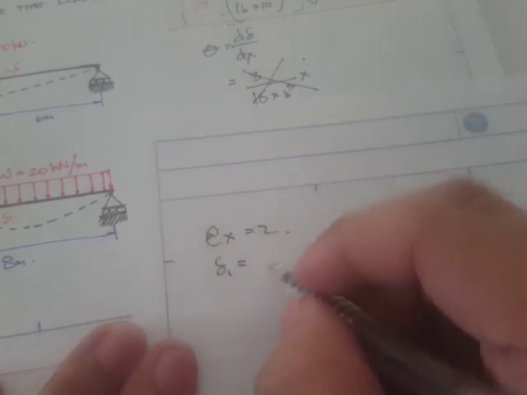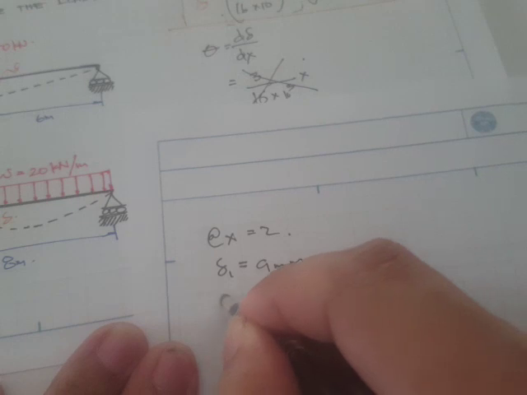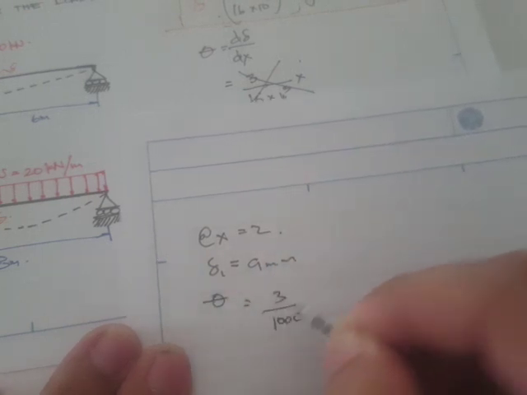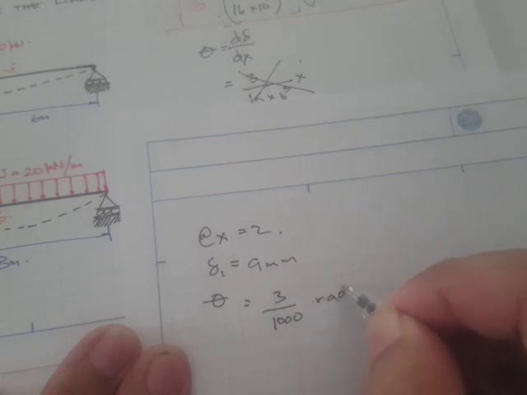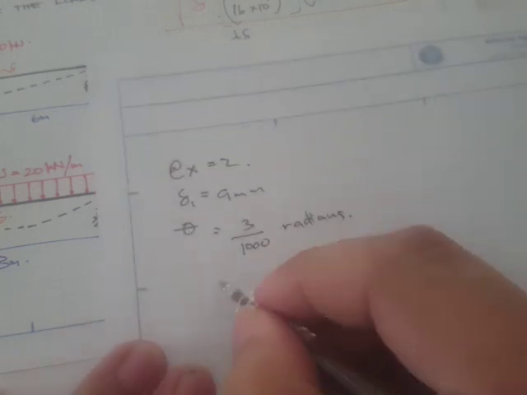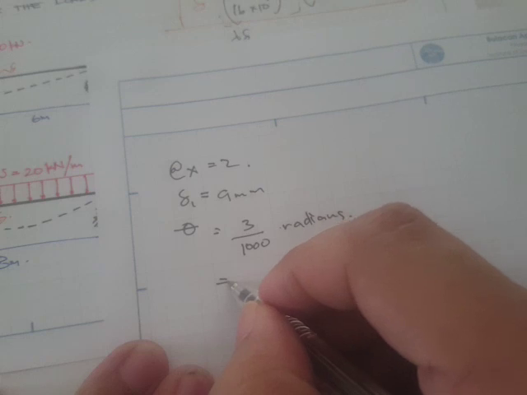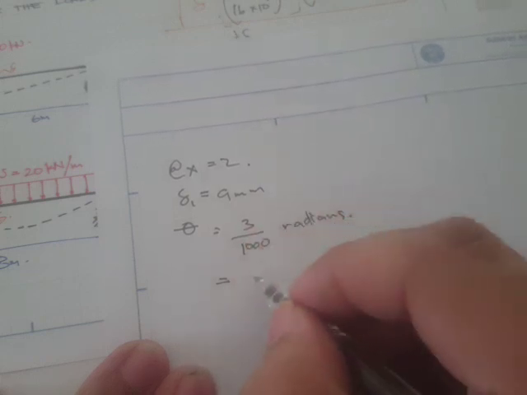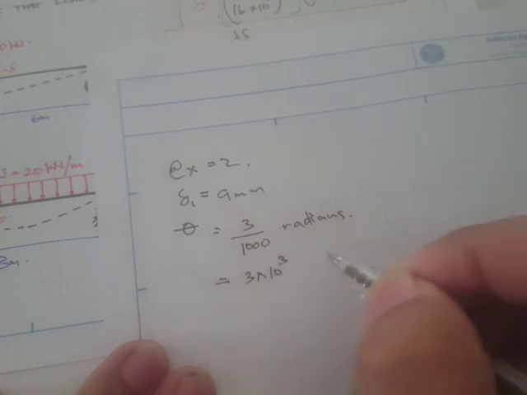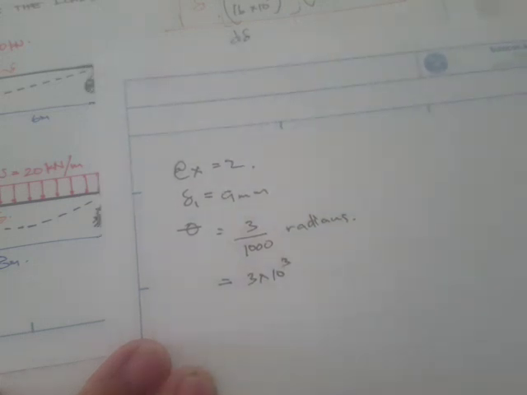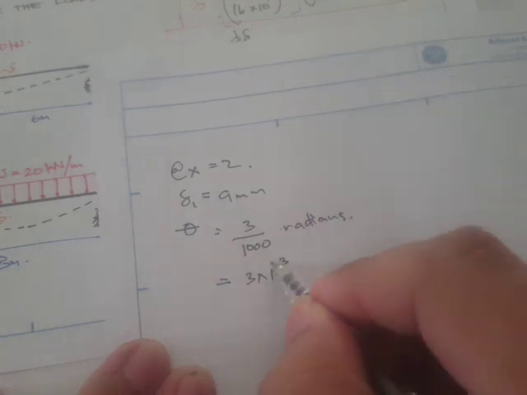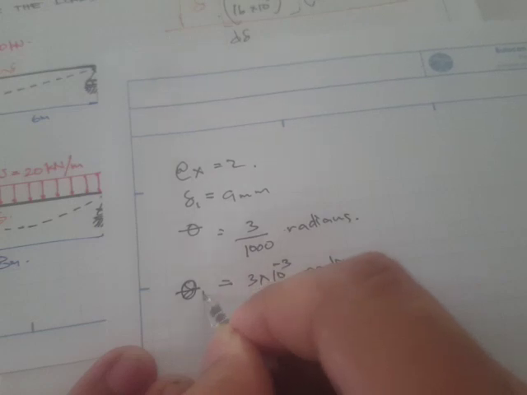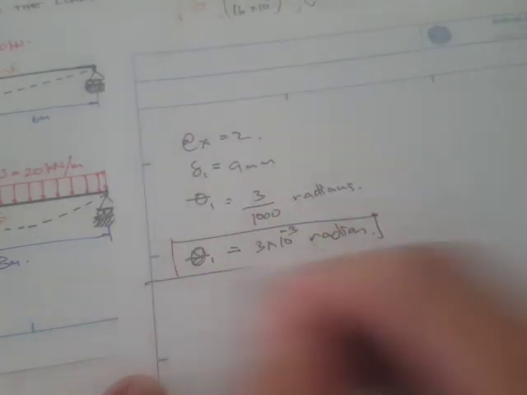The delta is just equal to 9 mm, and the theta, the rotation, is just equal to 3 over 1000 radians. Or let's just put it this way, negative 3 times 10 to the negative 3, and this is in radians. Sorry, this is our theta 1, and here's our answer.